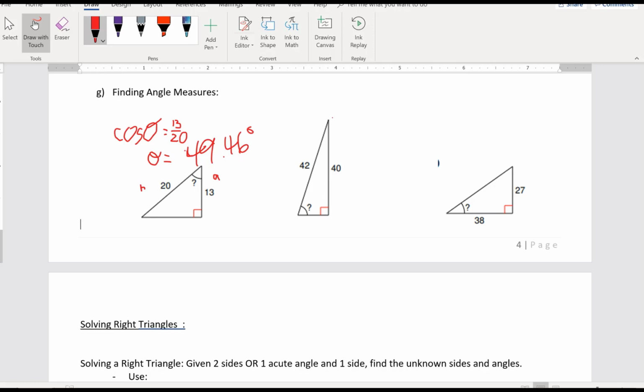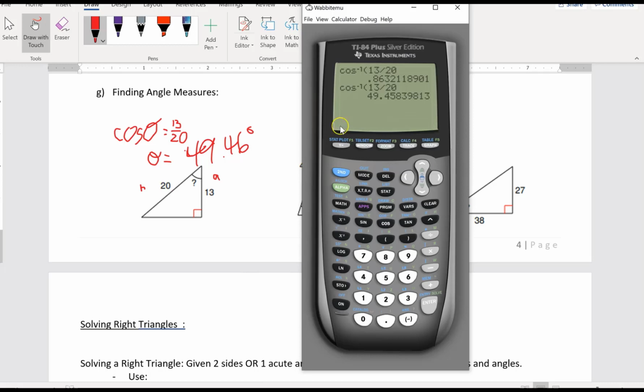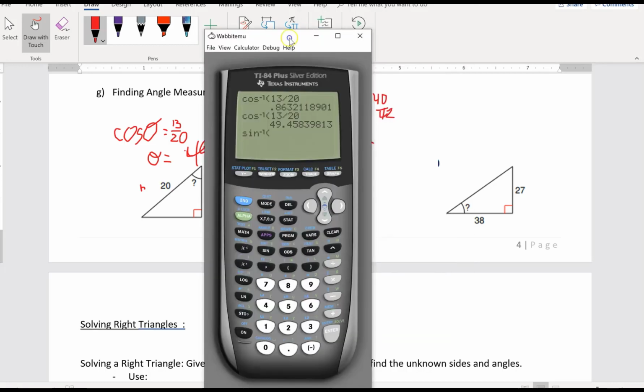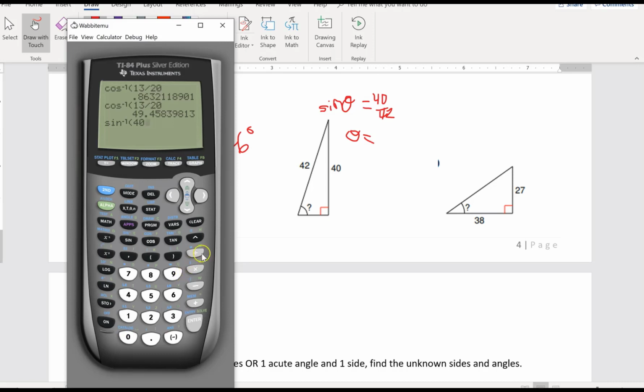So try and set this up. You're going to have sine of theta. What's your opposite? 40. And then your hypotenuse is 42. If you take sine inverse of both sides, you're going to get rid of this sine and you'll be left with theta, which is what you're solving for. And then you want to do sine inverse of 40 divided by 42 on your calculator, giving you 72.25 degrees.